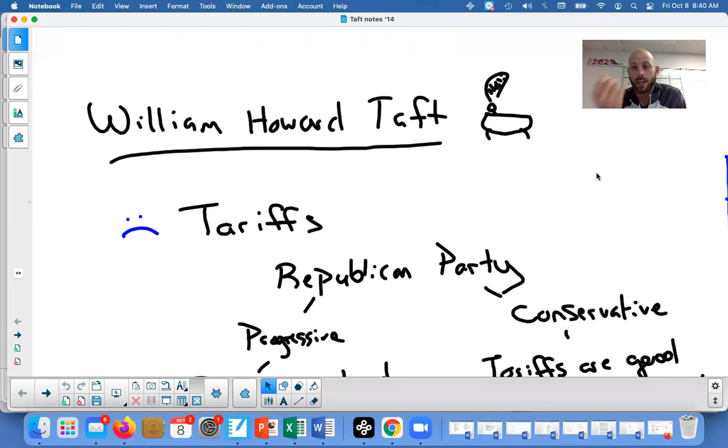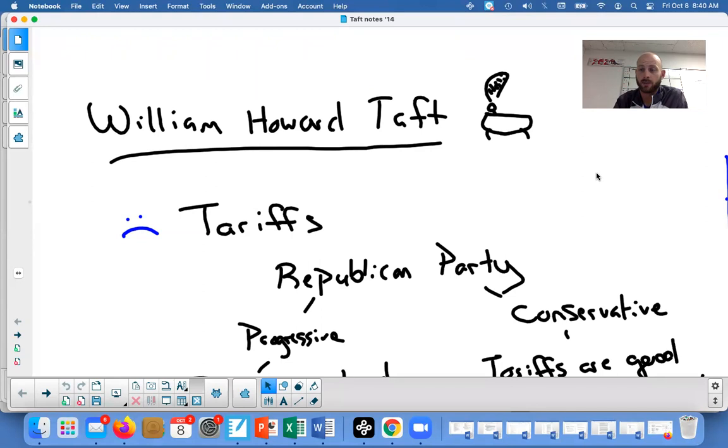Okay. Now, William Howard Taft takes over after Teddy Roosevelt decides that he doesn't want to be president anymore. He doesn't run for re-election for a second term and instead goes on a big game hunt in Africa. Because that's the kind of person that Teddy Roosevelt is. Just like, yeah, I'm president, I think I'll go hunt some lions. It's kind of crazy. Okay, anyway, so Taft comes.